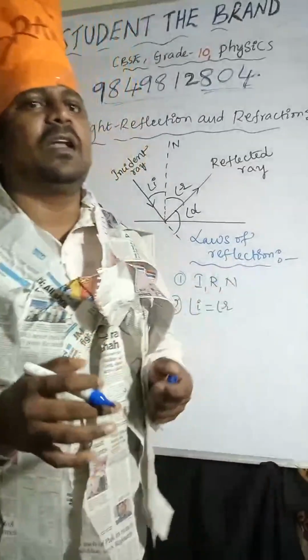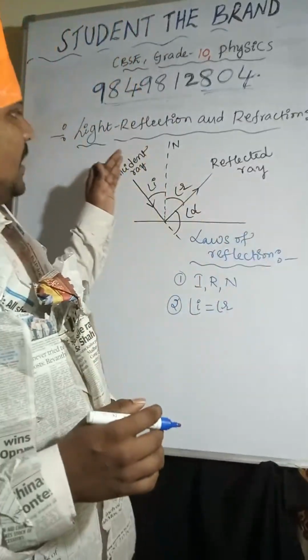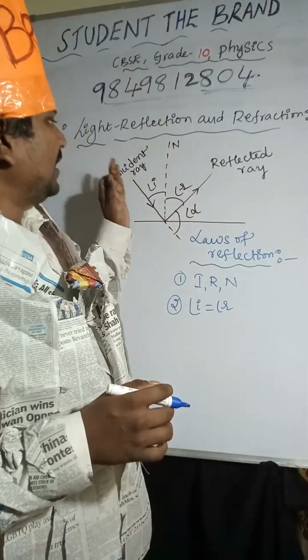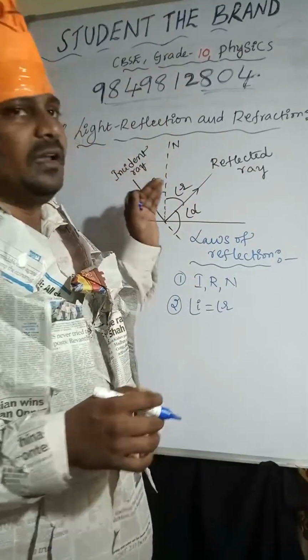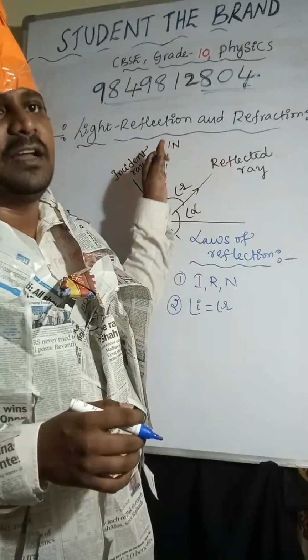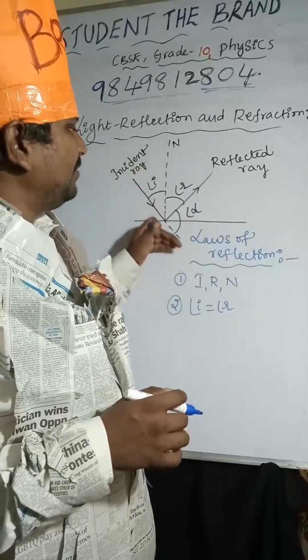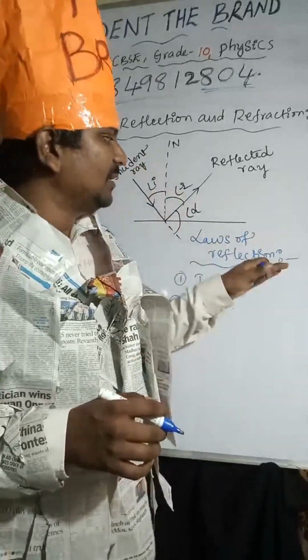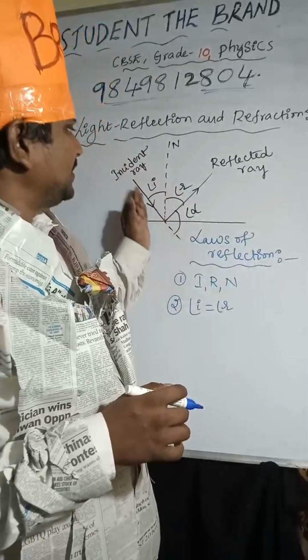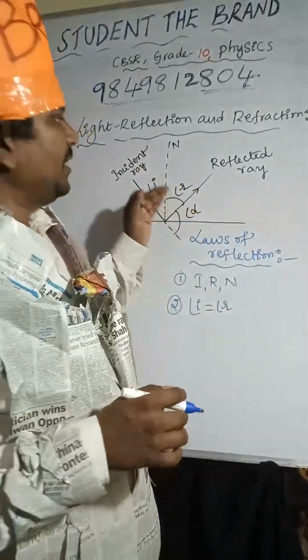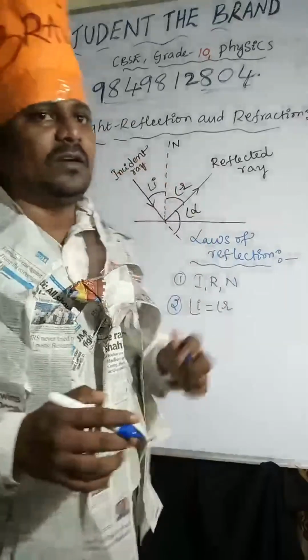So this is about the laws of reflection. Once again: the angle between incident ray and normal line is the angle of incidence. The angle between reflected ray and normal line is the angle of reflection. The angle between reflected ray and undeviated line is the angle of deviation. Laws of reflection: incident ray, reflected ray and normal line lie on the same plane, and the angle of incidence is equal to the angle of reflection.